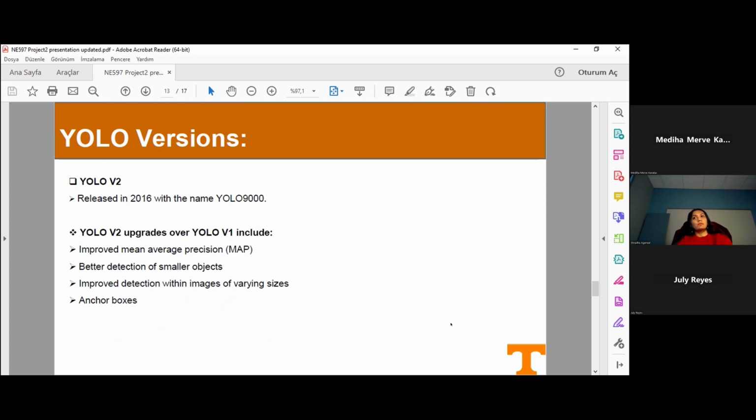So what does that mean? For example, in YOLO V1 the input size is 224 times 224. But V2 has a higher input size, like 448 times 448. It divides the image into smaller grid cells, 13 by 13. This is another superior property of V2 over V1, because in this way, identification of smaller objects can be easier.